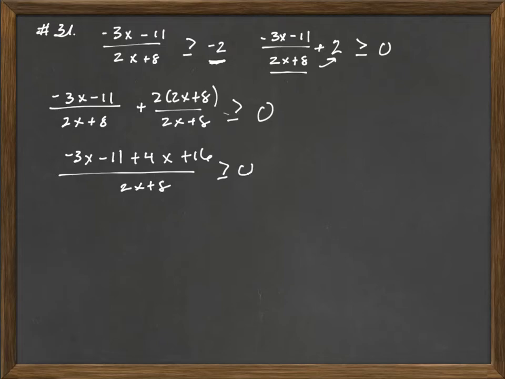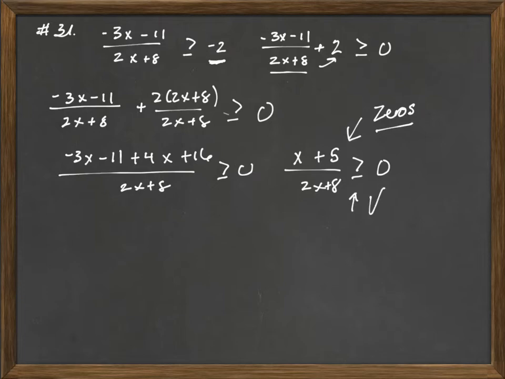So let's combine like terms. We have x plus 5 over 2x plus 8 is greater than or equal to 0. Now, when you have a rational function and you're doing this, you have two things you have to put on your sign chart. You have to put the zeros, which would be the top, and you have to do the places where you have vertical asymptotes or discontinuity. All right? I can't spell discontinuity, but you get it.